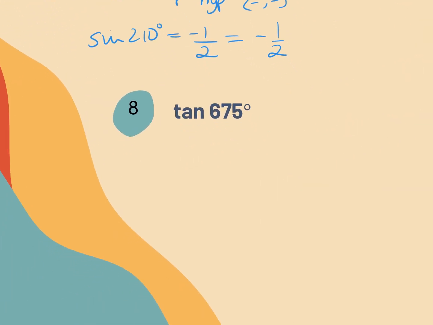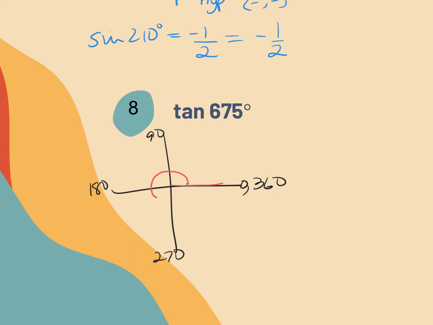Tangent of 675. So again, 90, 180, 270, 360, and 0. So I'm going to come around and I'm going to graph this. I actually have to go around one full circle. So I'm going to start here on my initial side. I go around one full circle, that's 360. Then I've got to go another 90, another 90, and then another 45 degrees to end up and graph my 675.